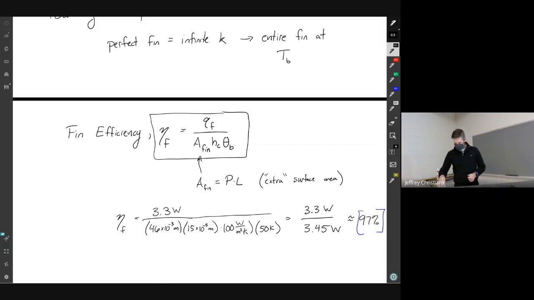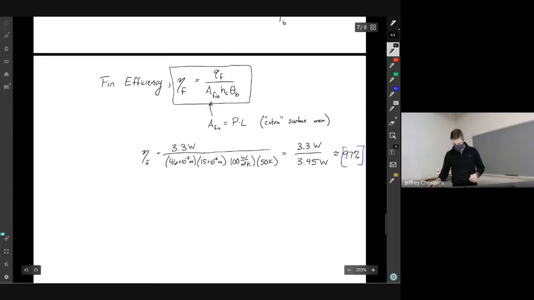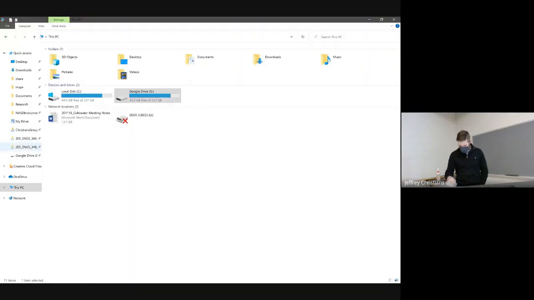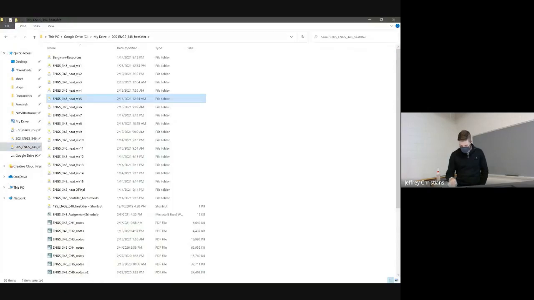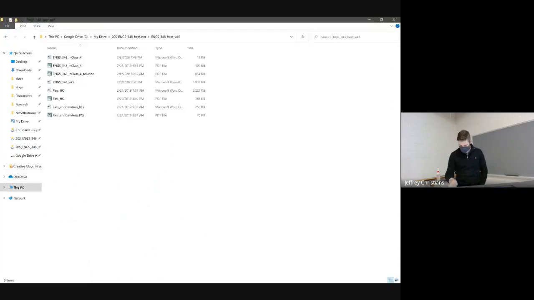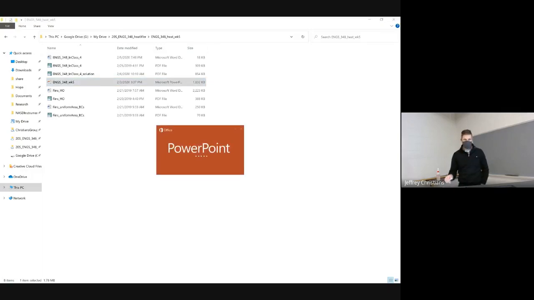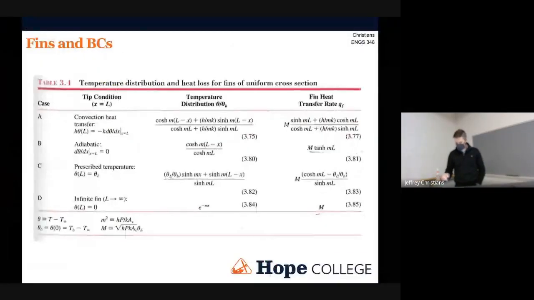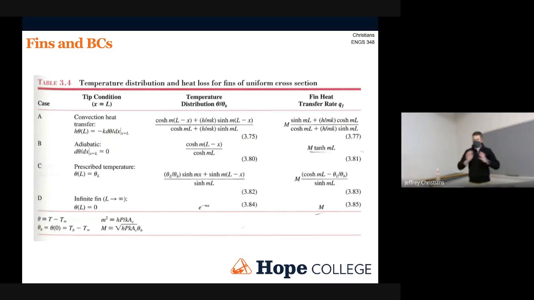The last thing, and where I'll end, is just to show what our book did. When we did thermal resistance, our book had a table where it took all of the results from all of the different geometries and summarized them into a table.